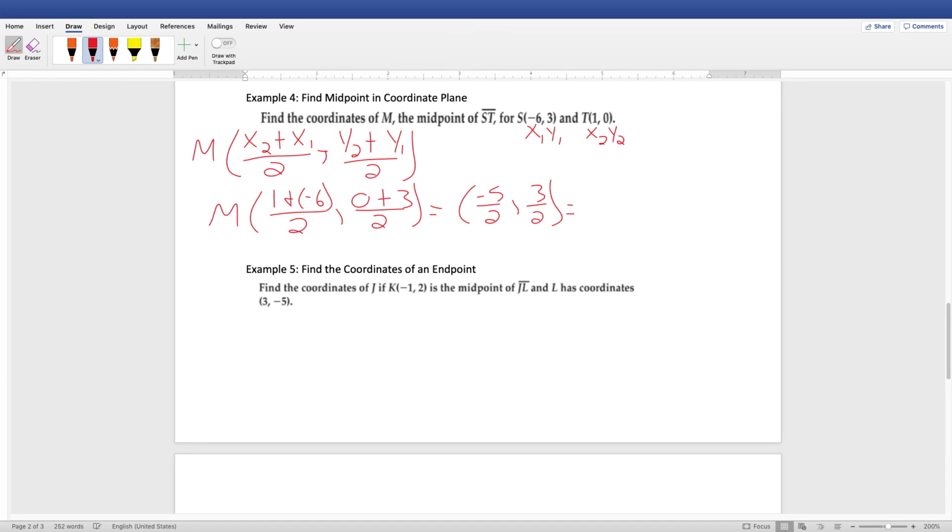And if you would like your answer in a mixed number, you would have negative 2.5, comma, 1 1/2. Either one of those two answers will be correct, whether you leave it as an improper fraction or a mixed number. Now, I would like for you to try and solve example 5 on your own and come to class with that done on Wednesday.